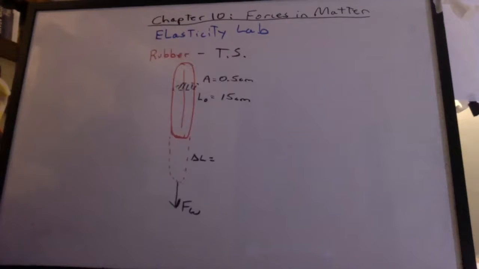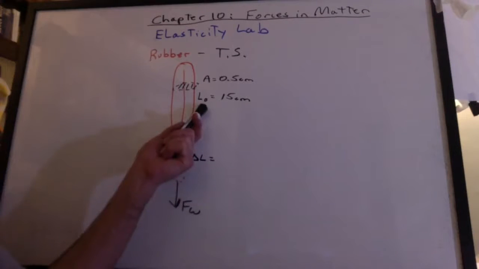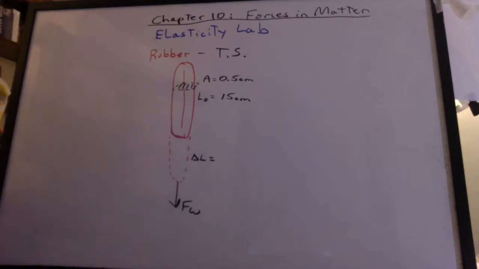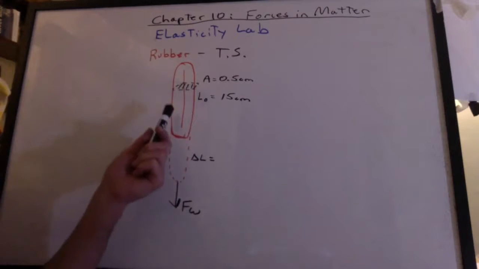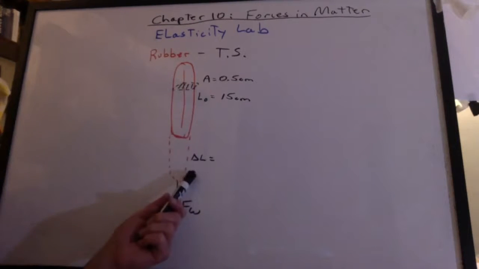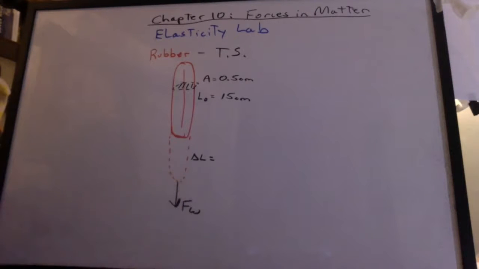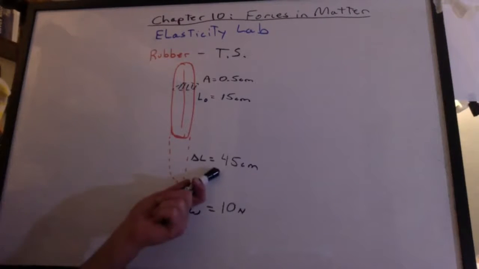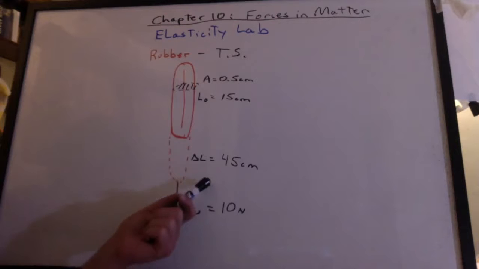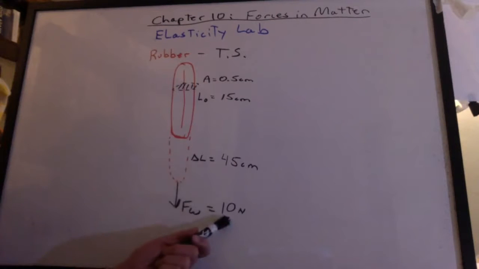So let's make up a problem on finding the tensile strength of rubber using this rubber band. We had the original length of 15 centimeters and an area of 0.5 centimeters. But you're going to find when you do this in lab that you have to stretch it an awful lot before it breaks. It might actually stretch like 45 centimeters before it breaks. And it's going to require a lot more force than you might think. I'm putting down 10 newtons here, but it could be bigger than that.